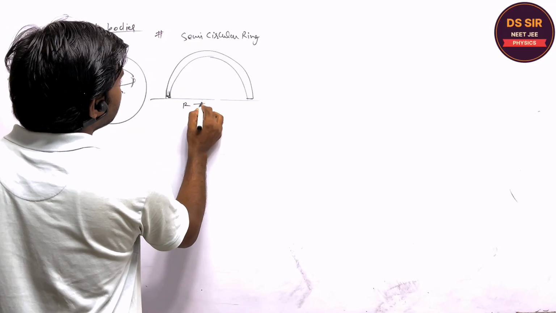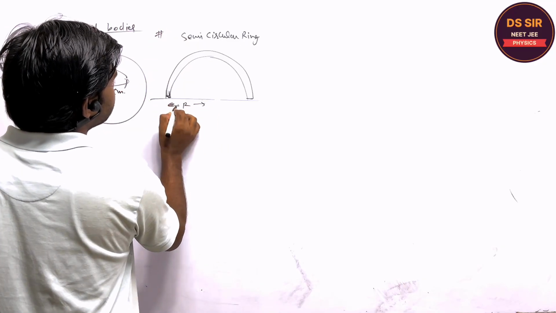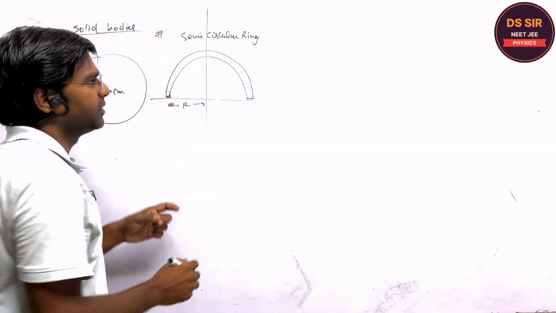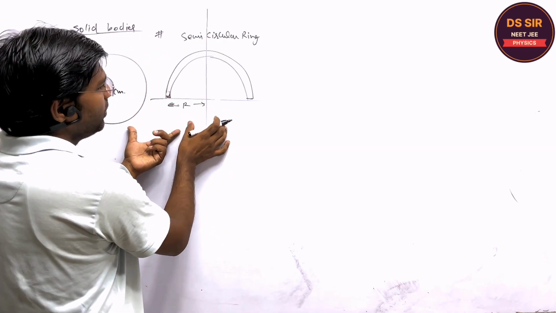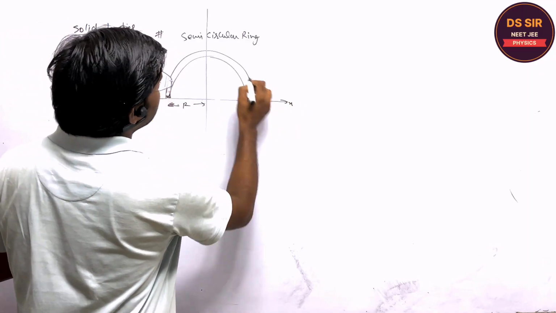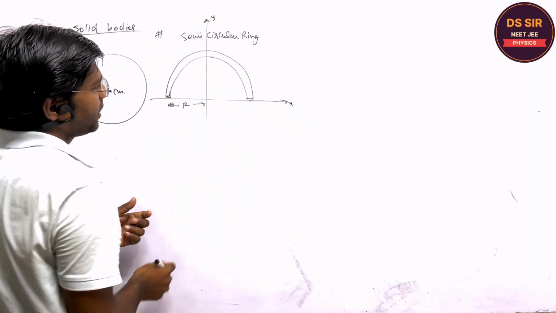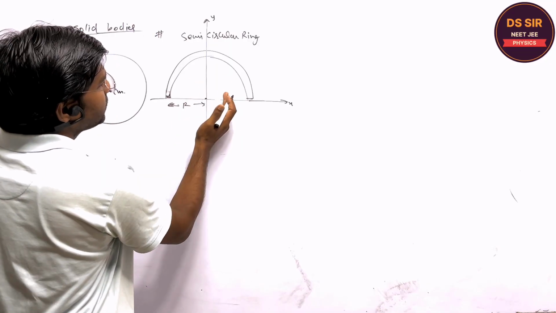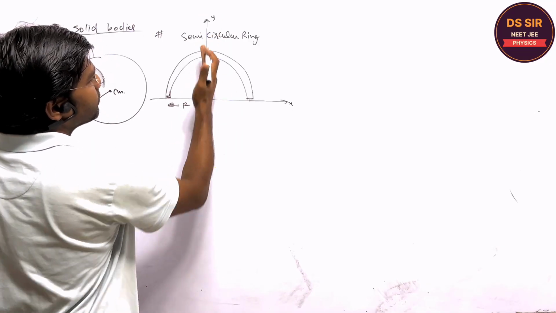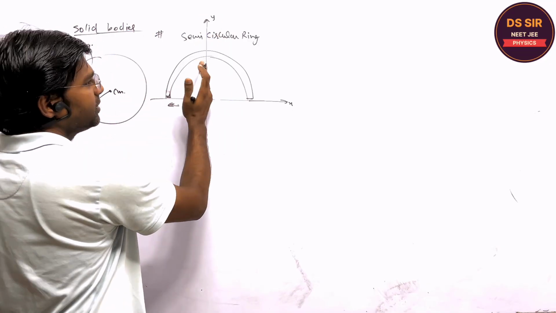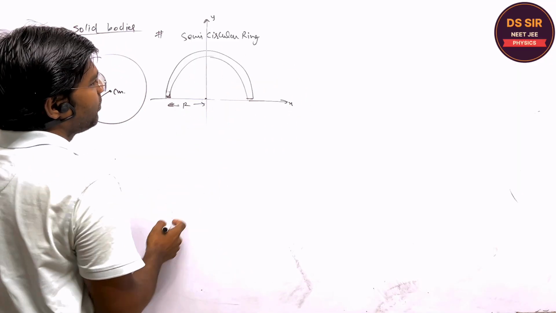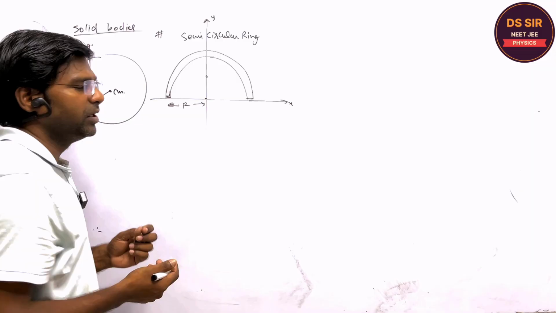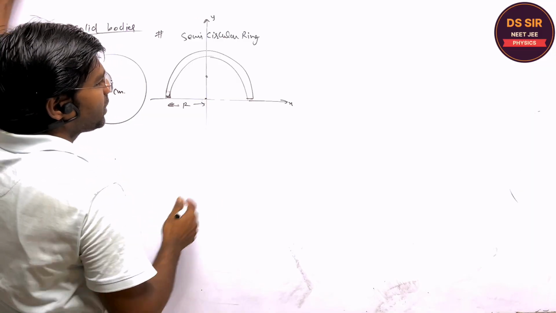The radius is r and the mass is m, suppose. Is it clear? So how to find the center of mass? Listen to one thing. We will put this semicircular ring on the x-axis, y-axis symmetrically, so that from observation we can see where the center of mass will lie. This is the left half part, this is the right half part. The center of mass will lie over here. Although you know the value 2r upon pi, how do we find this?